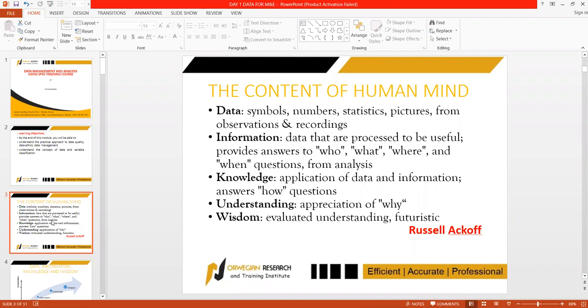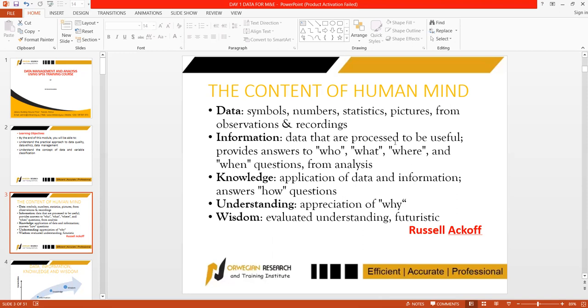So the data that are processed is called information, okay? And that information is now processed data, which is useful for supporting decision making, okay? We are answering questions with regard to who, what, why, and when of the analysis component.